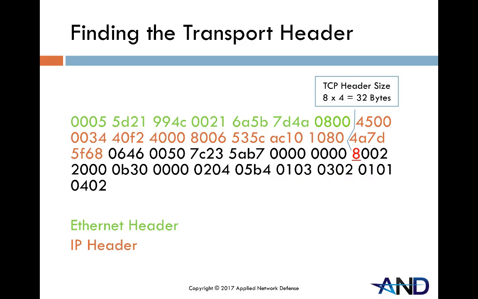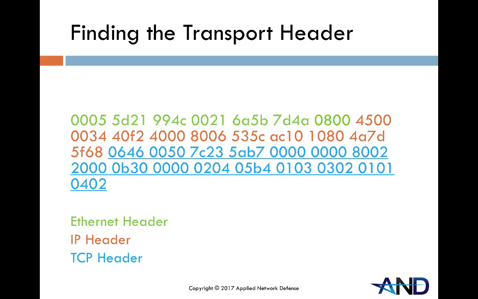Once again, this is a calculated field, so the value is not simply 8 bytes. It's a field we multiply by 4, and that gives us a total of 32 bytes. And that's telling us that the TCP header, in this case, is 32 bytes long from the start of that header. So starting at 06, we count off 32 bytes, and that actually takes us to the end of this packet, and that maps out the whole thing.